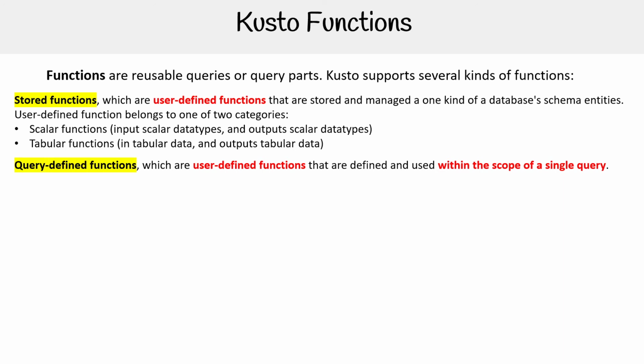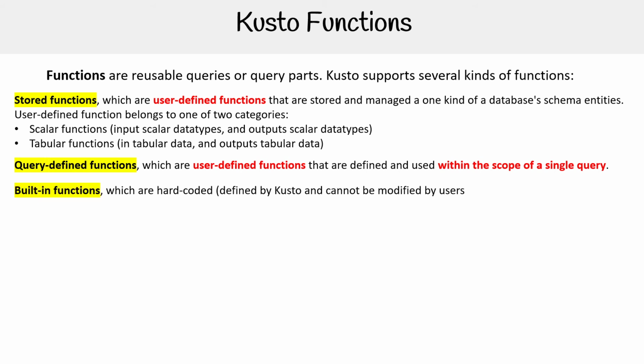Then you have query-defined functions, which are also user-defined functions and that are defined and used within the scope of a single query. So very similar to stored functions, but it's all based on scope, okay? Then the last on our list here is built-in functions, which are hard-coded, and these are defined by Kusto and cannot be modified by users, and they just give you a lot of utility.